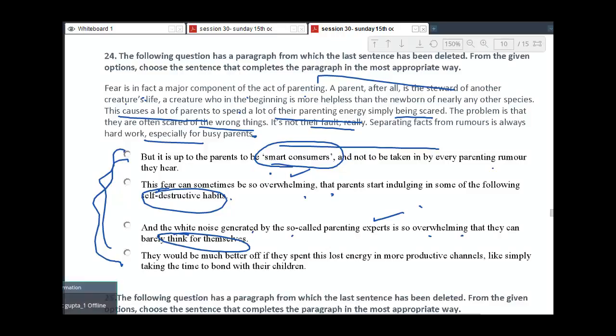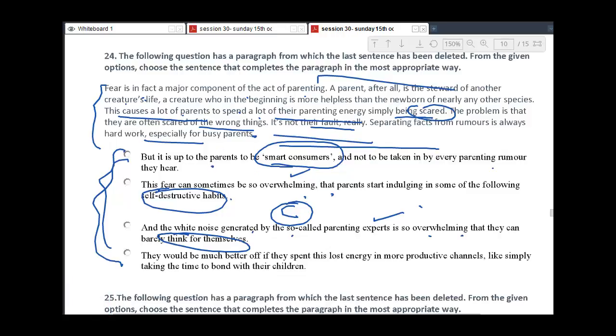I get a feeling that this is not as easy as it seems, because the entire paragraph speaks about the fear of parents. Fear is in fact a major component of parenting. A parent is the steward of another life, which is helpless. This causes a lot of parents to spend a lot of their parenting energy simply being scared. The answer is, I think, C. The answer is C. But I feel that this is a difficult question because I am not able to connect any of the sentences logically.